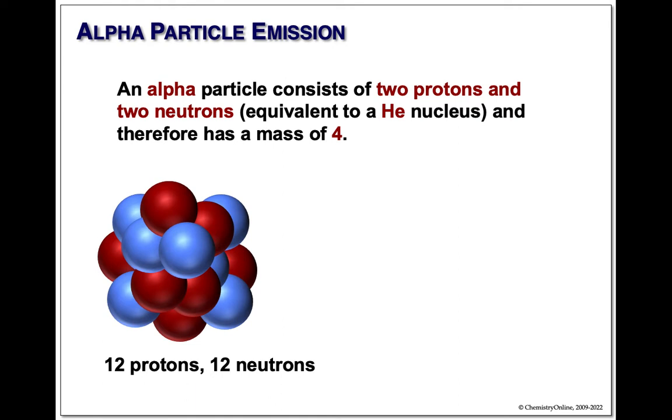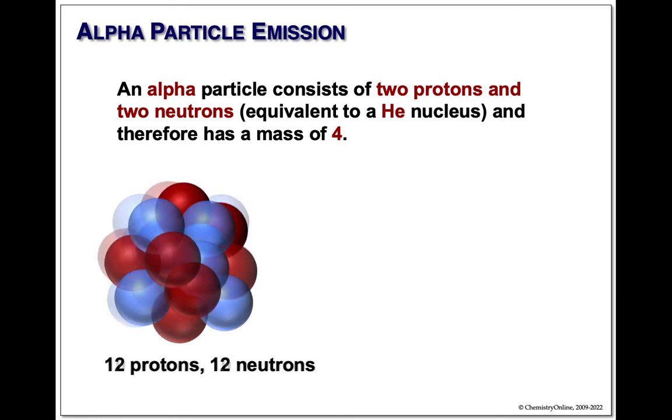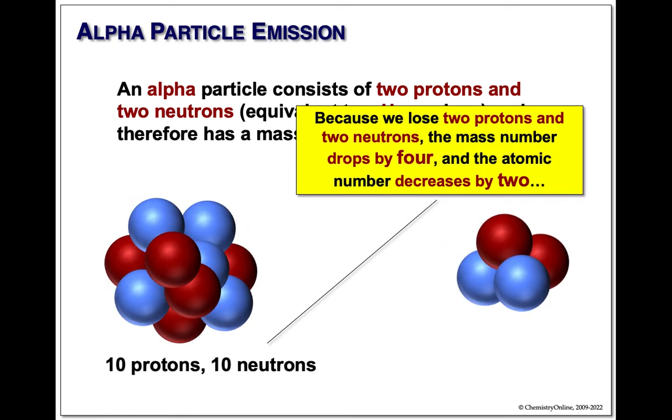remember it's just like a helium nucleus. 4 of these little balls will get together. They will leave. We have 2 protons, 2 neutrons. We have dropped the atomic number by 2 because we lost 2 protons. And we have dropped the mass number by 4 because we have 2 protons, 2 neutrons. So, atomic number drops by 2, mass number drops by 4. And this just flies away.